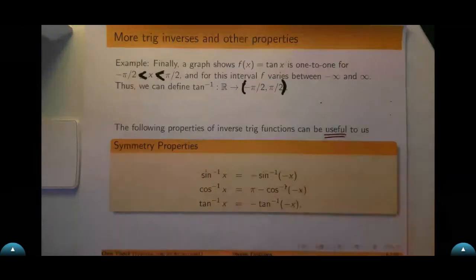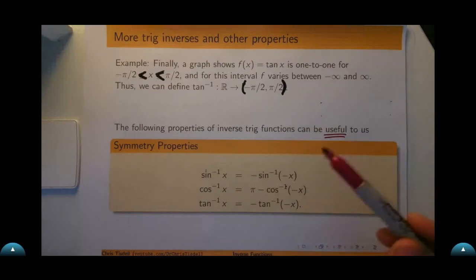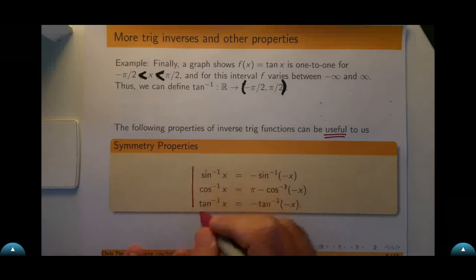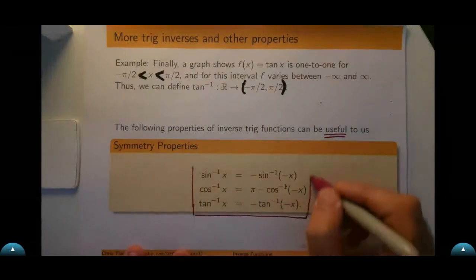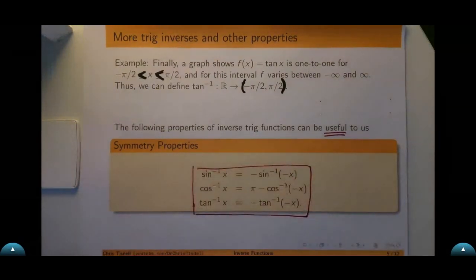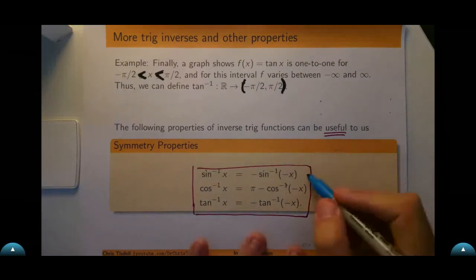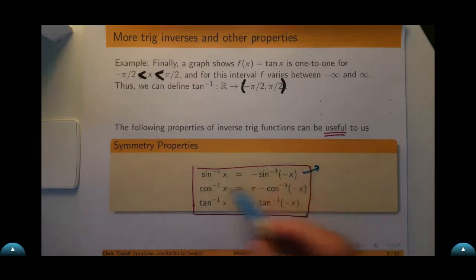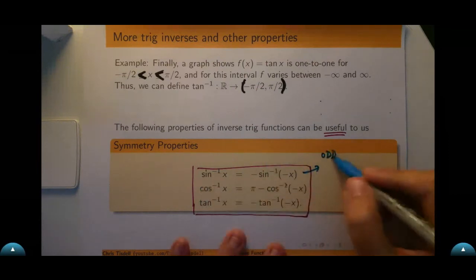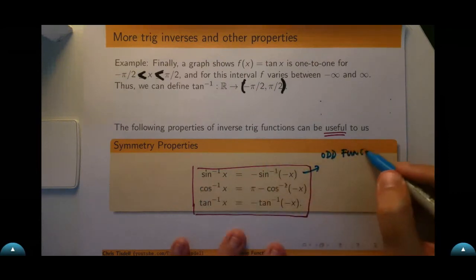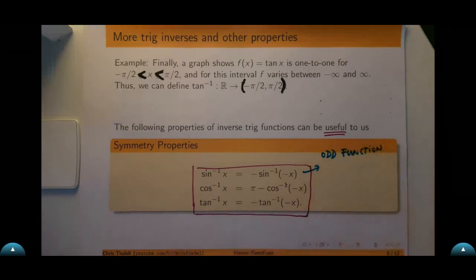We're going to use some useful properties in calculating various quantities, right? So there are three important symmetry type properties that you'll see. The first one is this. Okay, so what does this mean? It means the inverse sine function is an odd function. Okay, so what does the odd function mean?